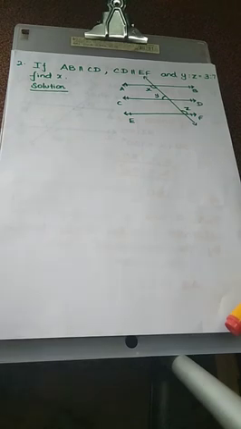Here we have to apply the condition. We know one condition: lines which are parallel to the same line are parallel to each other. So AB is parallel to CD and CD is parallel to EF means we have to take AB is parallel to EF.